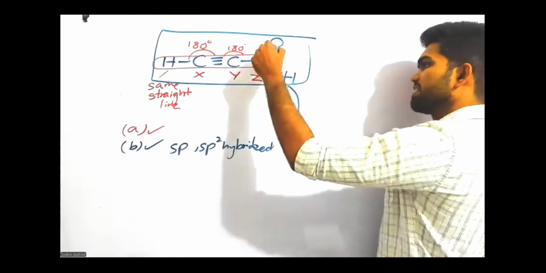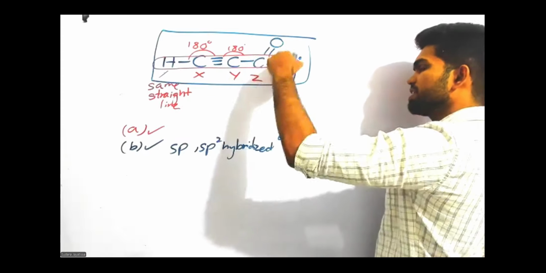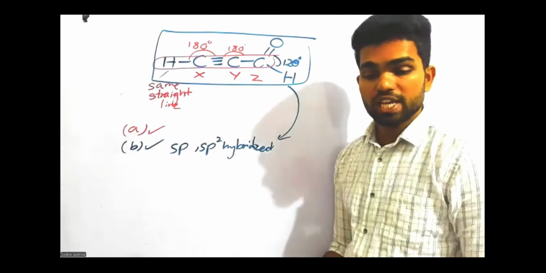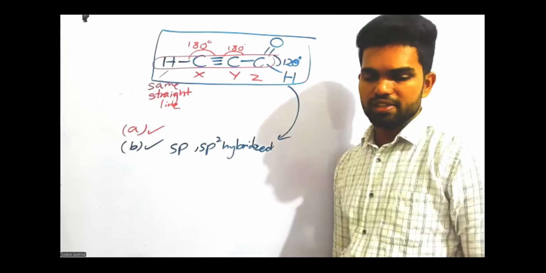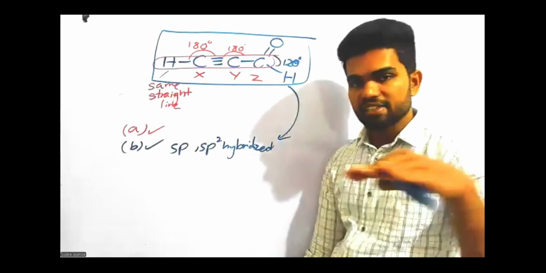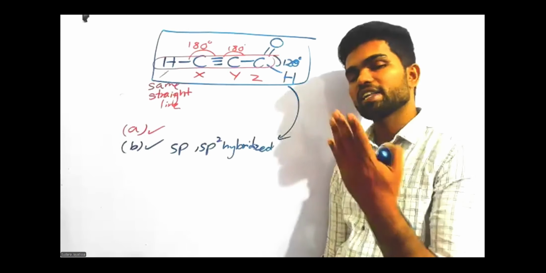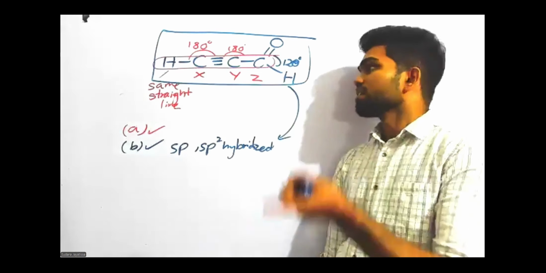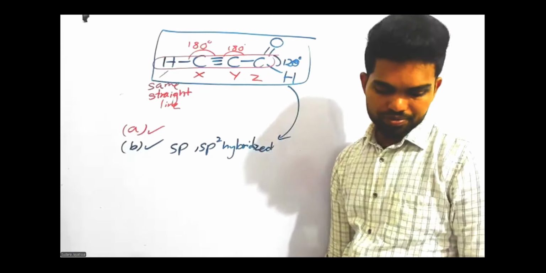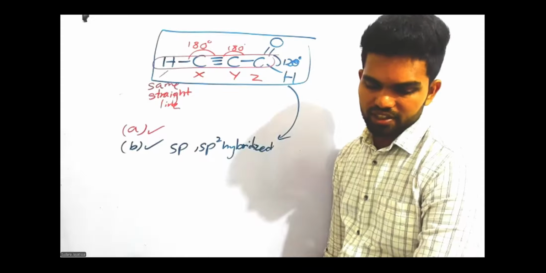Because here you can say the bond angle is 120. Everything is there on this board. If you know the actual angles, you can show the angles. So these 3 carbon atoms along with this hydrogen are in the straight line. And because the central atoms are either sp or sp2 hybridized, they are going to be in the same plane also. So 2 statements are correct. Now let's check the other 2.